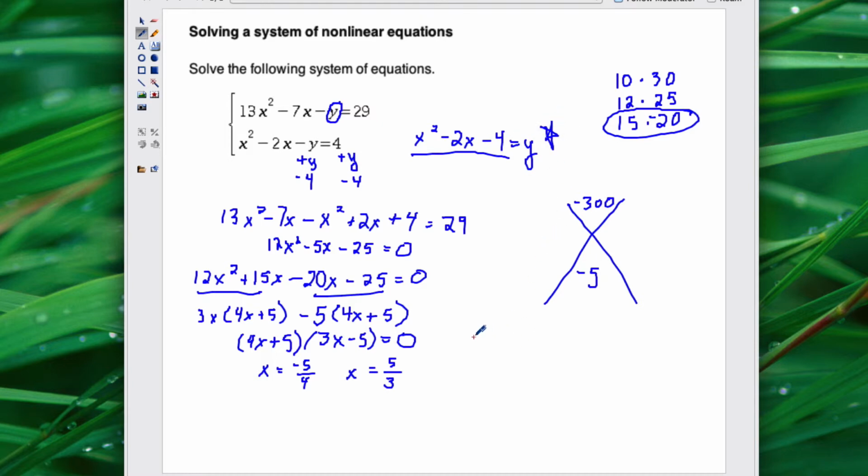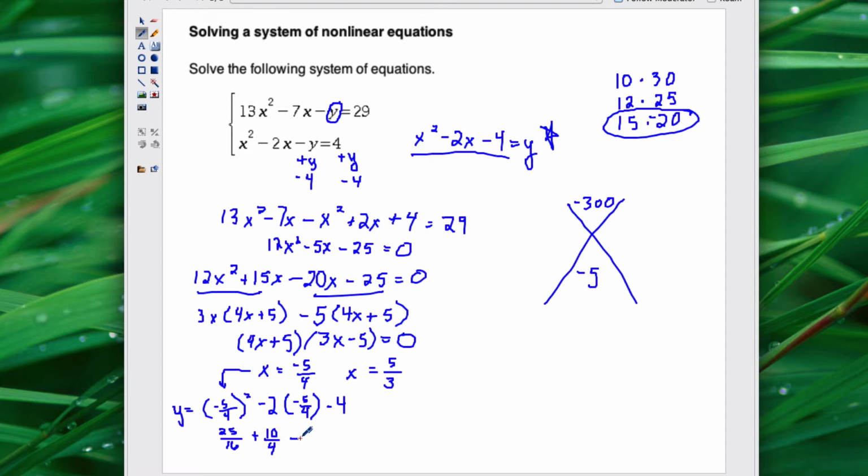Okay, so when x is a negative 5/4, I'm going to get negative 5/4 squared minus 2 times a negative 5/4 minus 4. And that's going to give me my y value for this x value. So 25 over 16 minus the negative, a negative times a negative will change that to positive, and that's 2 times 5 is 10, so 10/4.